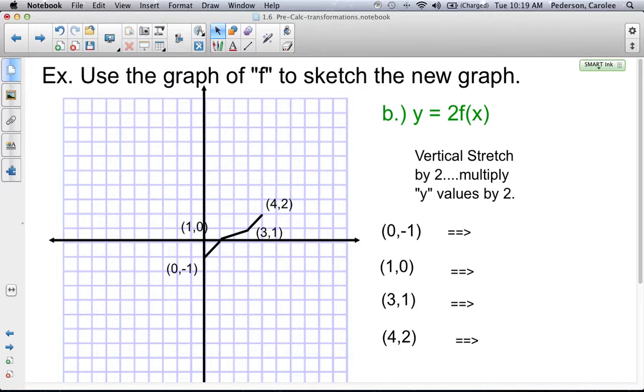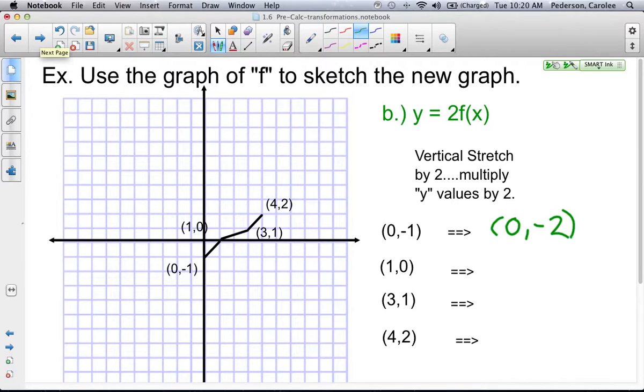All right, so we're going to multiply each of those y values by 2. So negative 1 multiplied by 2 gives us negative 2. Next order pair, 1, 0. Multiply that y value by 2. Still get 0. Next one, multiply 3, 1 by y value of 2. And then the last one, what do you get there? 4, 4. And then we will graph those ordered pairs.